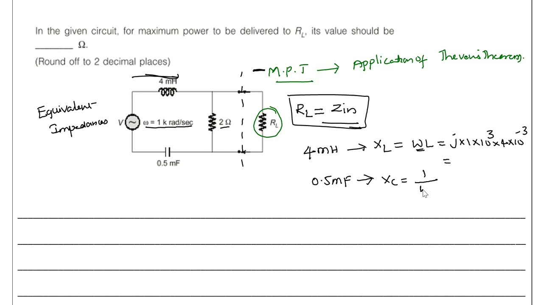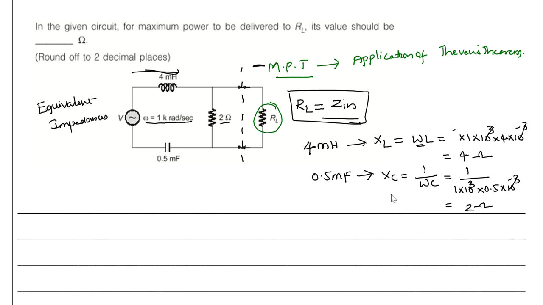So 1 by omega C is the XC value, right? Now let me erase this also. So it is going to be 4 ohms here. XC value will be what? 1 by 1 into 10 power 3 into the capacitance value, 0.5 into 10 power minus 3. If we cancel out, it is 2 ohms. Around the same units only, right?